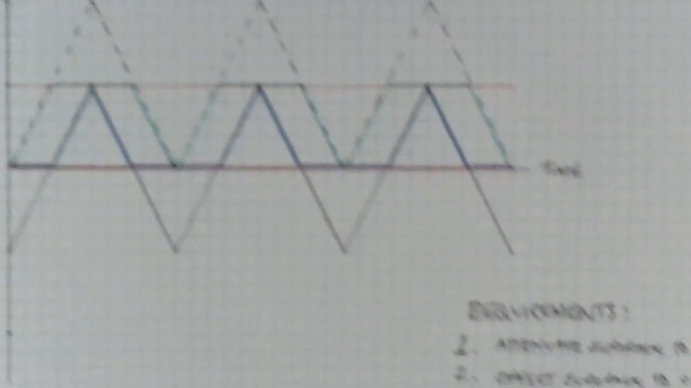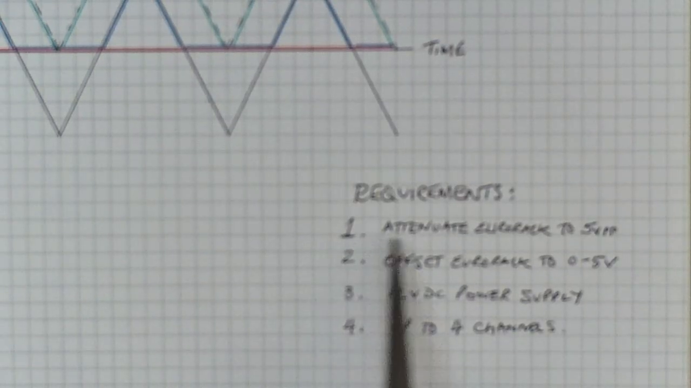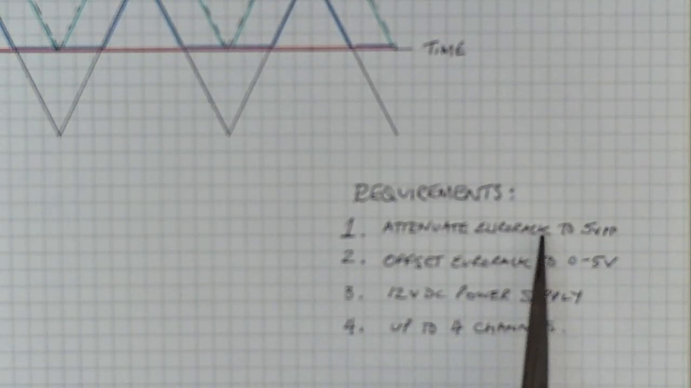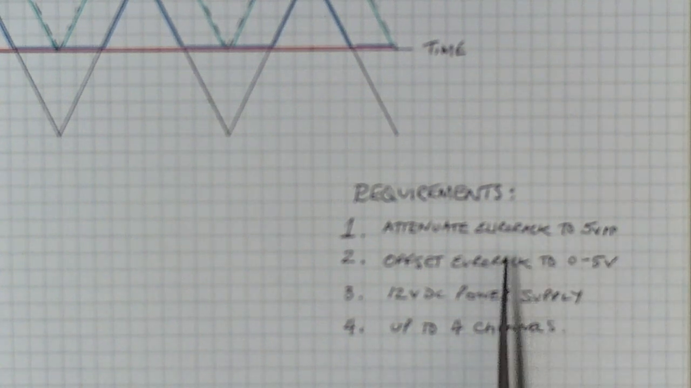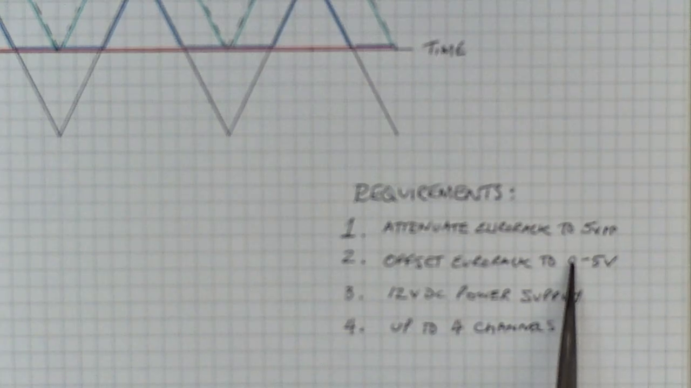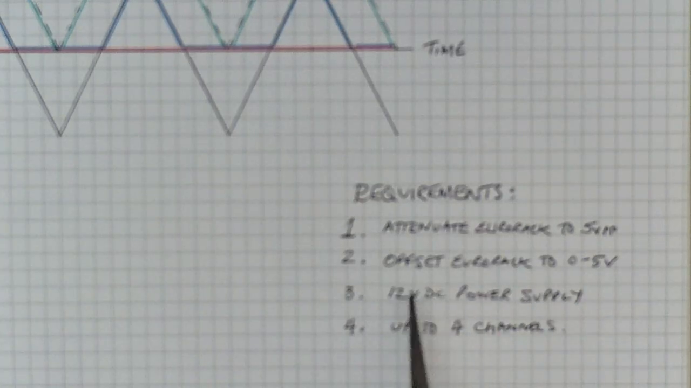So what are the requirements then? Okay, so first of all, we've got to attenuate the Eurorack signal from plus or minus 5 to 5 volts peak to peak. We've got to offset that so that it outputs at only 0 to 5 volts, which can be fully used by Rorschach. I also just want to use a single 12 volt DC power supply.